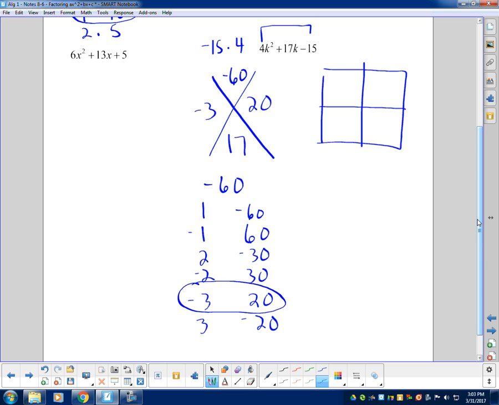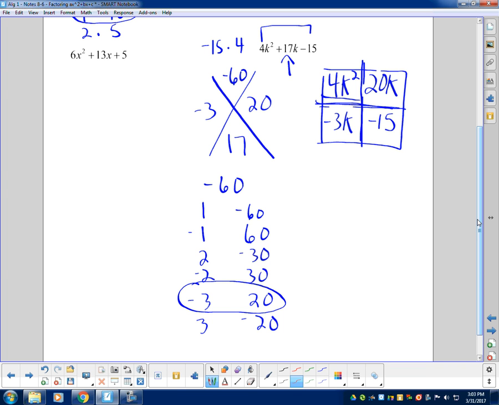Draw our rectangular box. We're going to label this 4k squared in the top left, negative 15 in the bottom right. 20x and negative 3x will take the place of our, oh, it's not an x, it's a k, the place of our 17k. So we'll redo that. 20k and so we got 20k and what was it, negative 3k. And then we're going to find the greatest common factor of each row and each column.